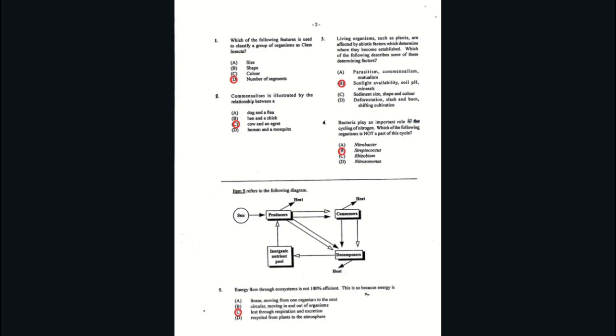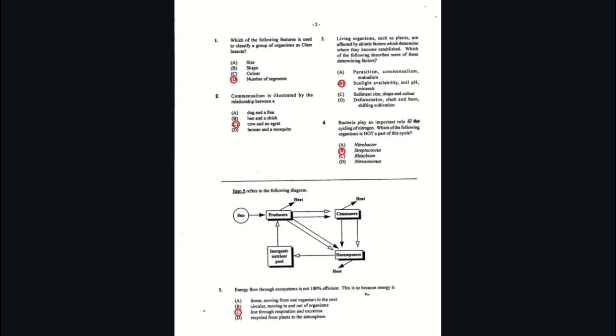Number five says energy flow through ecosystems is not 100% efficient. This is so because what? Item 5 is referring to this diagram right here, and the answer is C, loss. Energy is lost through respiration and excretion, right? So that's why energy flow through ecosystems is not 100% efficient, because during an energy flow, so much energy is lost before it gets passed on.